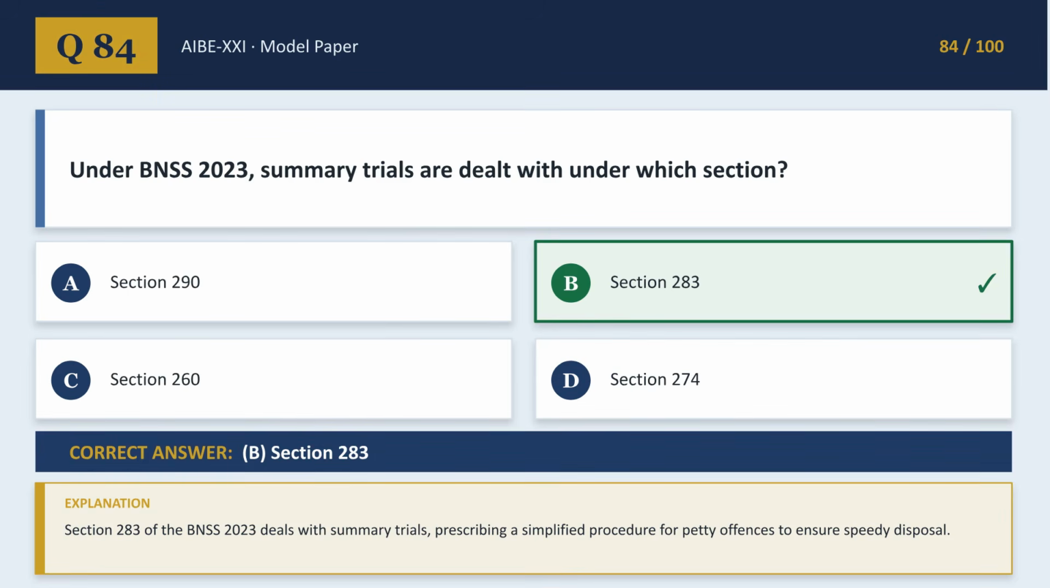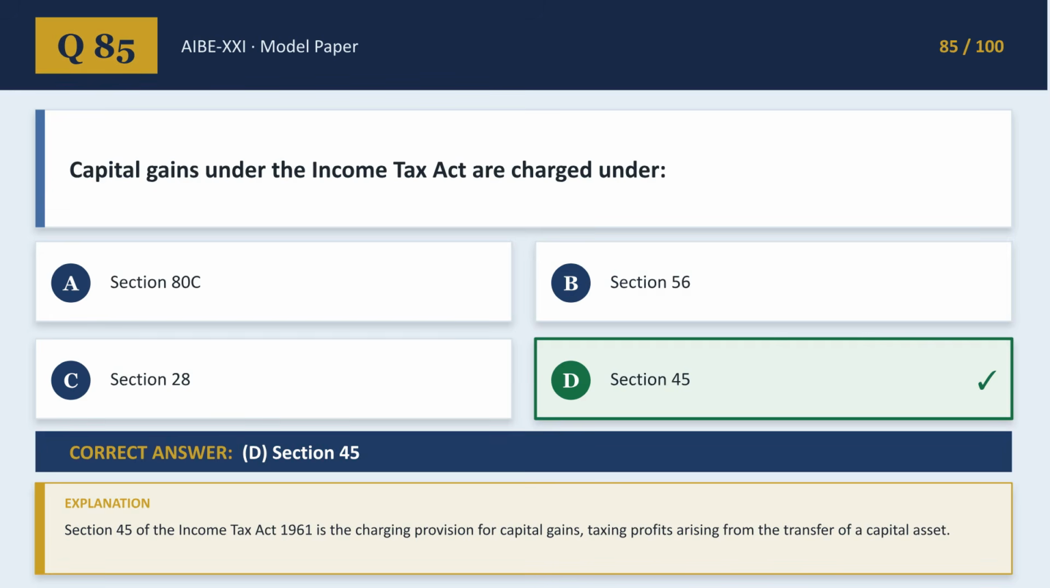Summary trials under BNSS 2023 are dealt with under Section 283. This provides a simplified and expeditious process for minor offenses. Capital gains under the Income Tax Act are charged under Section 45. This section taxes the profits or gains arising from the transfer of a capital asset.